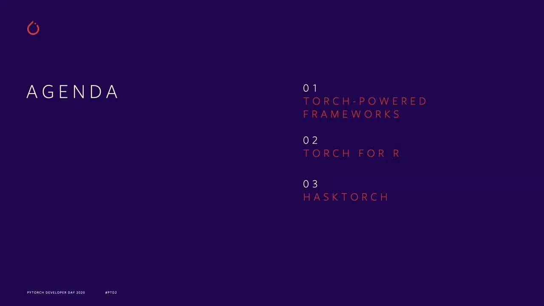Hi, my name is Austin Huang, and in this session, Daniel and I are going to be talking about bringing capabilities of PyTorch to new programming languages. I'll start off and say a little bit about what is it about PyTorch that enables us to build these frameworks in other languages. Then Daniel will introduce Torch for R, and finally, I'll talk about HasTorch, a Torch library for the Haskell programming language.